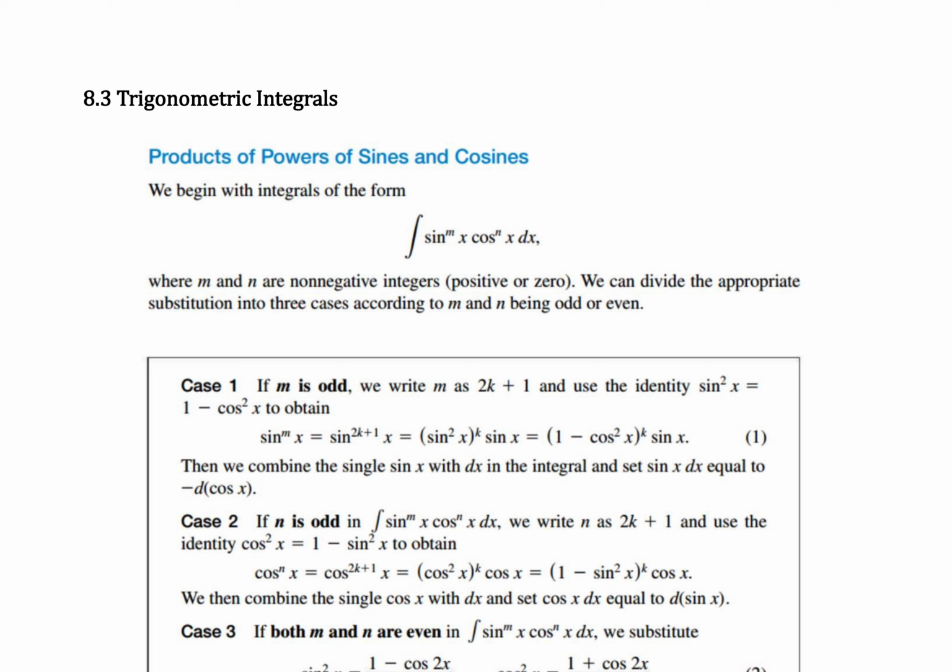In sections 8.3 and 8.4, we're going to be looking at how trigonometry can help us with integration. And in this first section, we're going to look at some trigonometric integrals. These are integrals that contain trig functions, and we're going to use several different trig identities to help us.